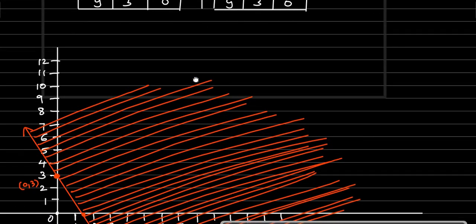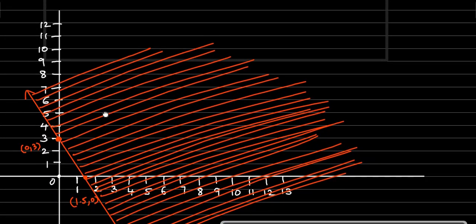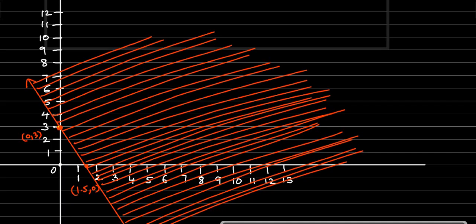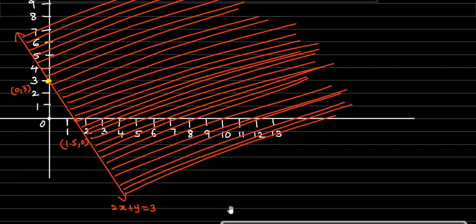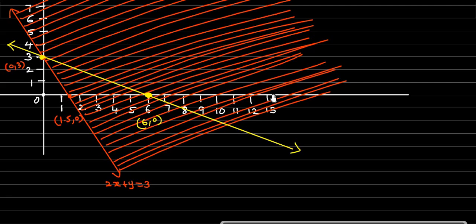0 comma 3. So 0 comma 3, the same point here. Then 6 comma 0. This point is 6 comma 0. Now let's join both the points. Now after drawing this yellow line, what is this yellow line? This is the line of x plus 2y equal to 6.